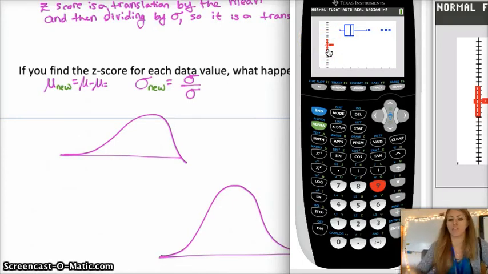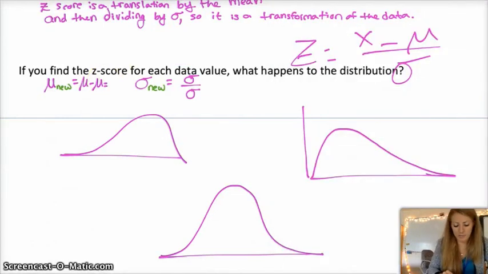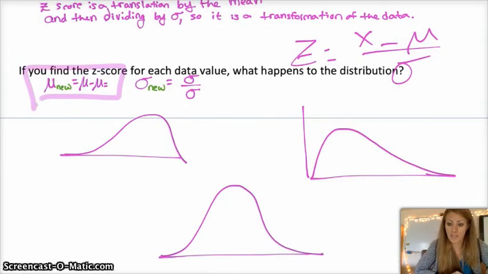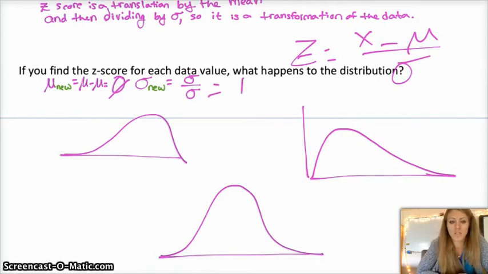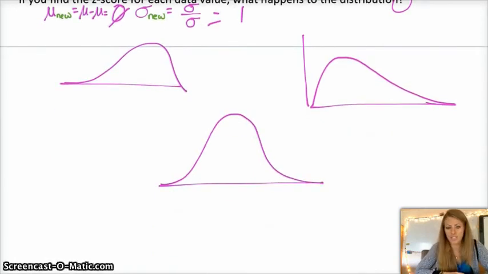And so what you'll find is that using the transformations, your new mean is your original mean minus 16.02, which is the mean, and so that should be 0. And then your new standard deviation is your old standard deviation divided by your standard deviation, so that's 1. So if you are graphing the z-scores, you should end up with a distribution that is centered around 0 and has standard deviation 1. If you have questions on that, let me know.